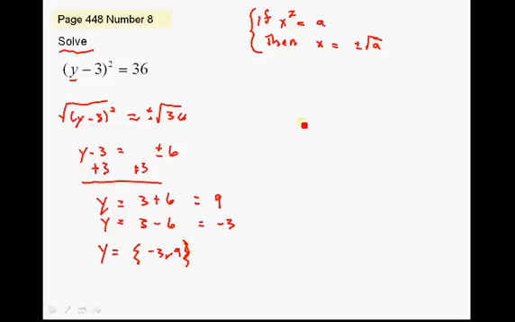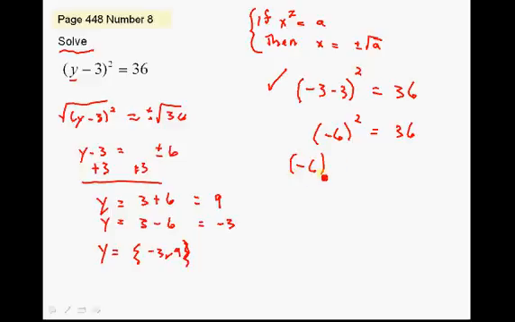So let's check that out. Let's do the check. The check is crucial to make sense of what we're doing here. So we say one solution is y equals negative 3. So we say negative 3 minus 3 squared equals 36. Is this true? Well, negative 3 and negative 3 is negative 6. Negative 6 squared equals 36. Well, negative 6 times negative 6 is 36, because a negative times a negative is positive, and so we have 36 equals 36. Boom.